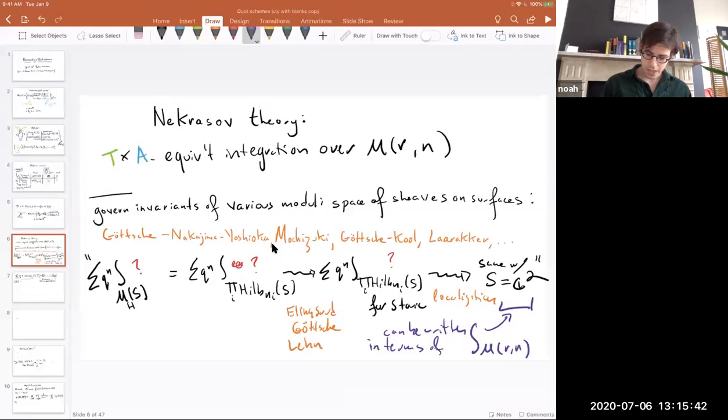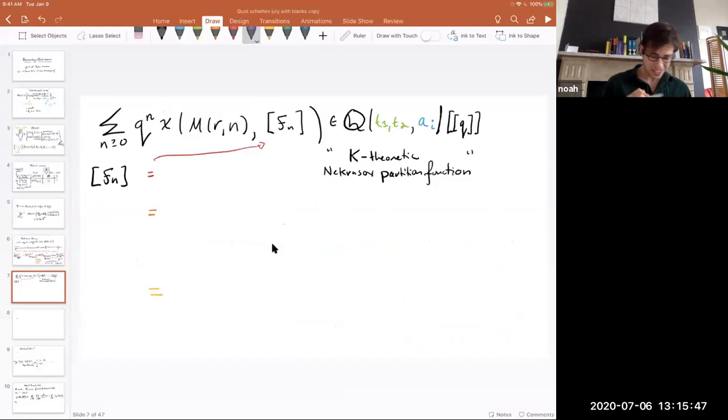So that is why you might care about these. So here are some examples of the kinds of functions you might be interested in. The general form will be to fix some R, some rank of all my sheaves, and I sum over all the possible second Chern classes and have some variable Q that will keep track of these Chern classes. And I'm interested in the equivariant Euler characteristic of some class of sheaves living on each of these spaces. And these are what are called K-theoretic Nekrasov partition functions.